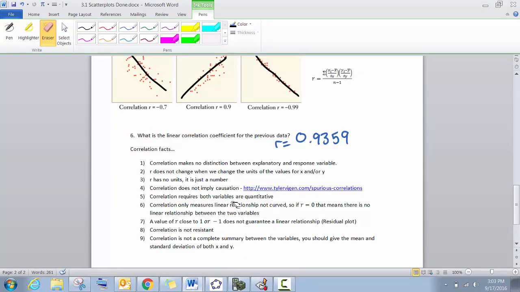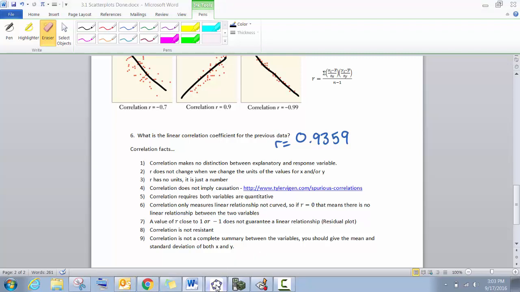Correlation requires both variables are quantitative. You cannot have one qualitative. That wouldn't make sense. They have to be numbers, numerical measurements. Correlation only measures linear relationship, not curves. So if r equals 0, that means there is no linear relationship between the two variables. And a value of r close to 1 or negative 1 does not guarantee a linear relationship. We're going to look at a residual plot in 3.2.